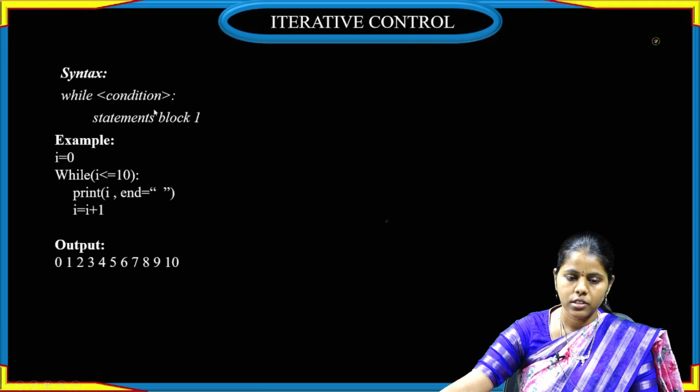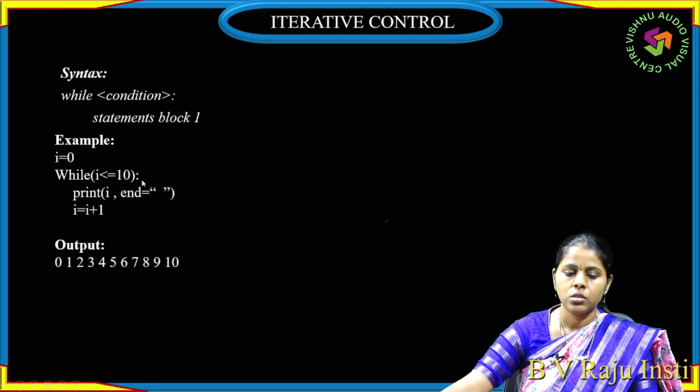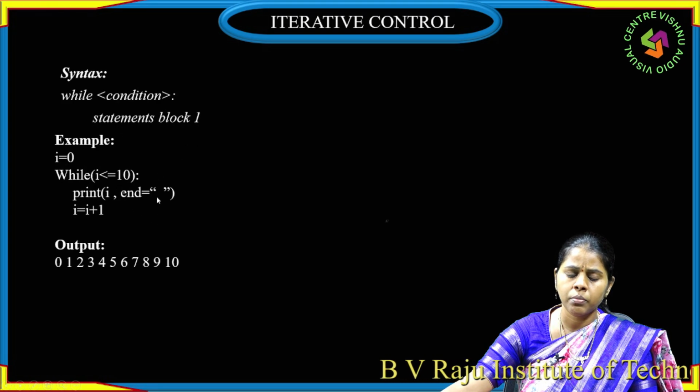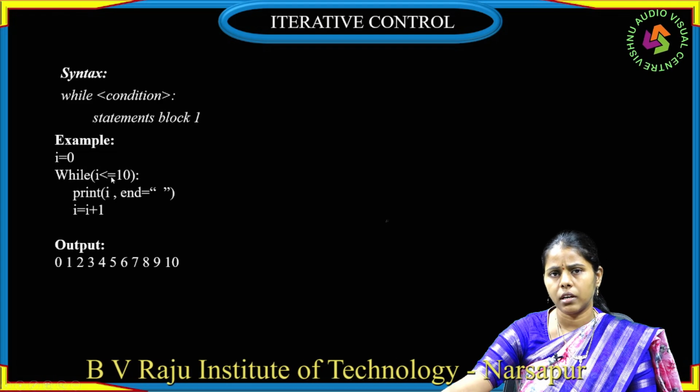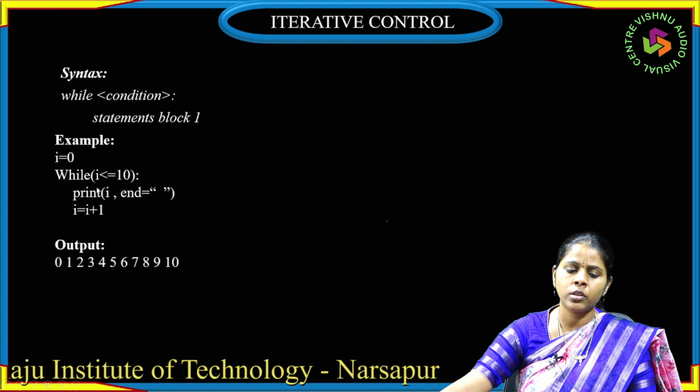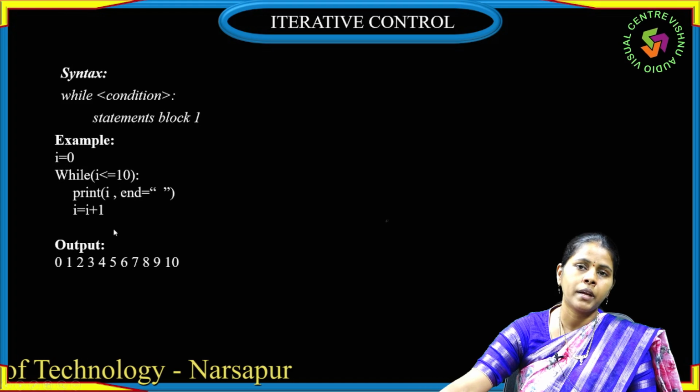So let's check the syntax. While the condition is true, it will execute block 1. Otherwise, it won't execute block 1. So after the condition becomes true, it will execute some code or some set of statements, and it will increment the value, that is, it will update the value.